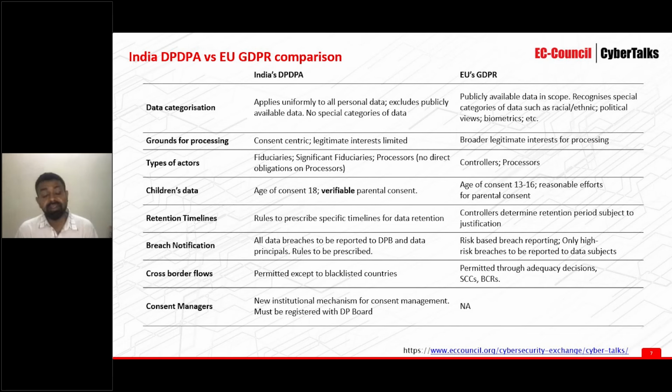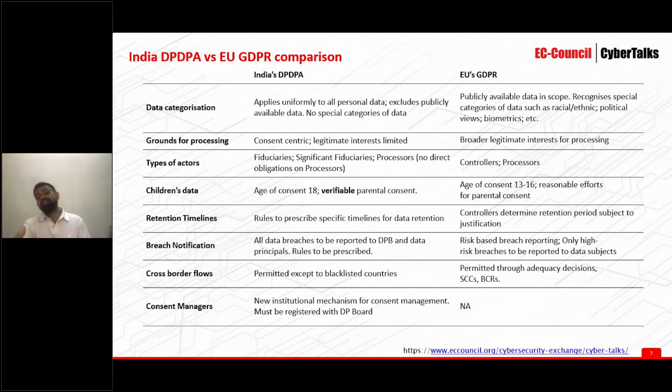Consent manager. Now this is a very, very new requirement, so let me read that out first. A new institutional mechanism for consent management must be registered with the DP board. This is one of the things which really needs clarification, and once this data privacy board is set up and the data privacy rules are out, that is when we expect to hear more on this. The consent manager is a unique requirement. It has not been defined in any other data privacy law across the globe. There is confusion: what is this consent manager supposed to do? There will be roles and responsibilities.